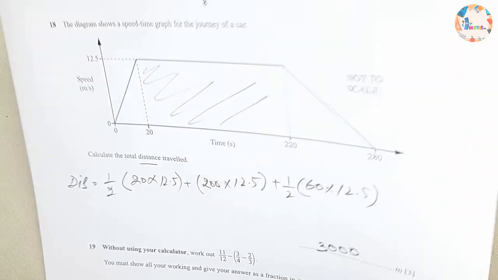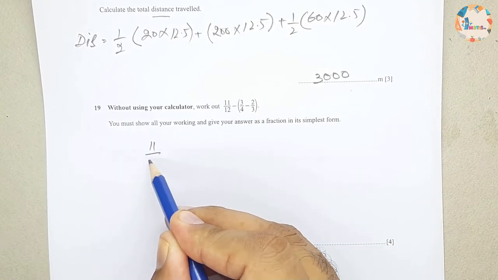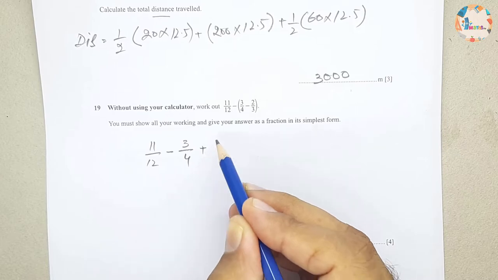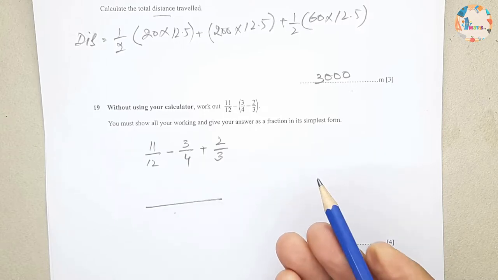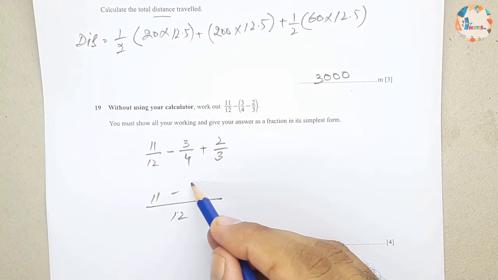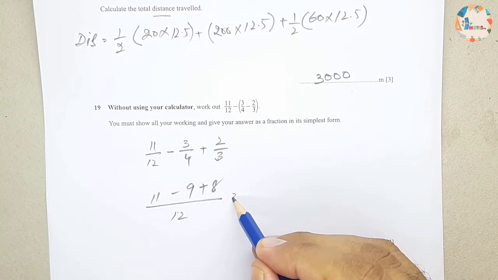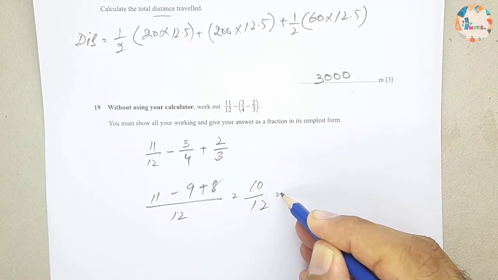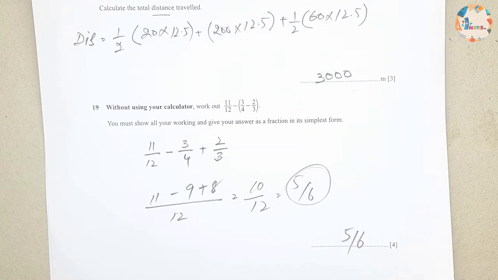Question number 19, without using your calculator, work out this. So we can write this one as, we'll open the bracket, 3 by 4 plus 2 by 3, and then we can take the LCM as 12, or we can equalize the denominator as you like. So I'm taking this one. 11 minus this will be 4, 3s are 12, so it will be 9. Plus this will be 3, 4s are 12 and 4 will be 8. And this will be equal to 19 minus 9 will be 10. So 10 over 12, which is equal to 5 by 6. So this will be the working which you will be showing. And you will be getting 4 marks. It's a very easy question.